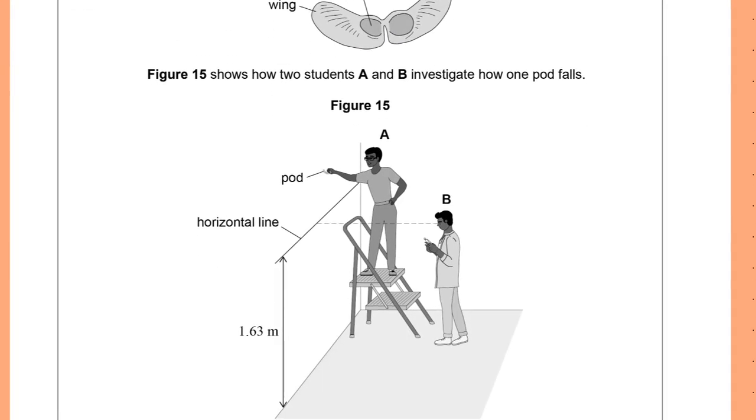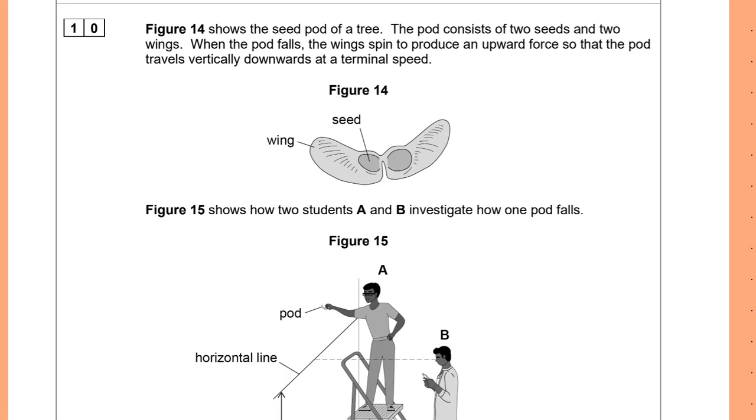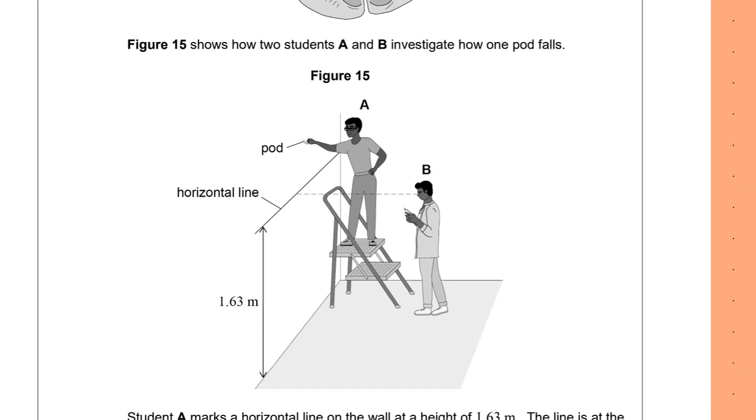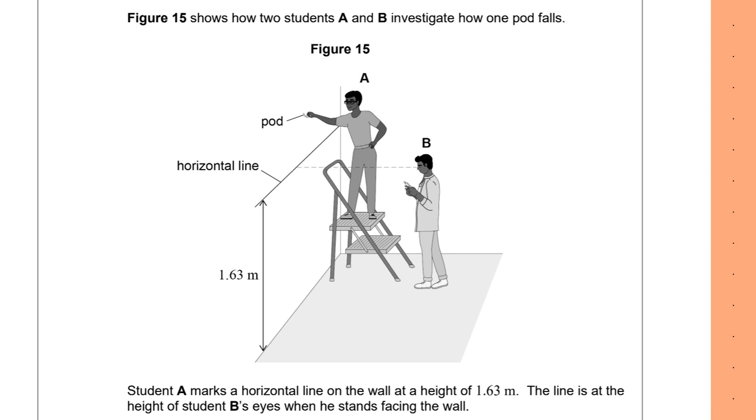Section B now. This says that figure 14 shows the seed pod of a tree. The pod consists of 2 seeds and 2 wings. When the pod falls, the wings spin to produce an upward force so that the pod travels vertically downwards at a terminal speed. Figure 15 shows how 2 students, A and B, investigate how one pod falls.